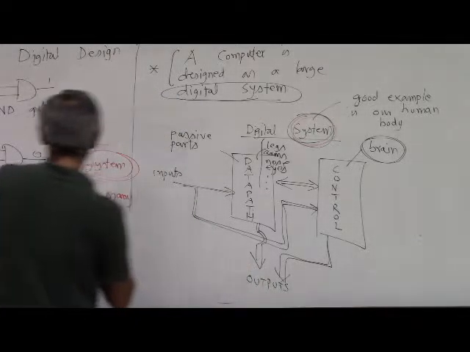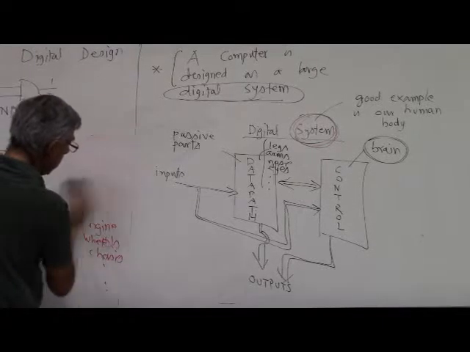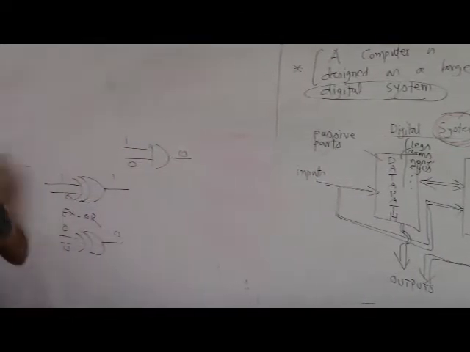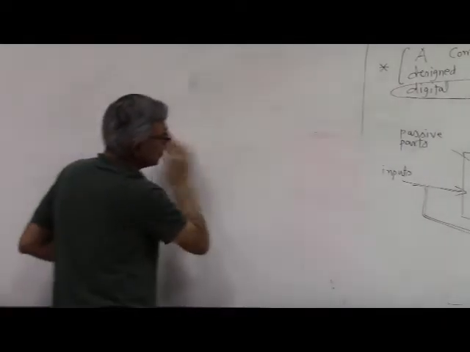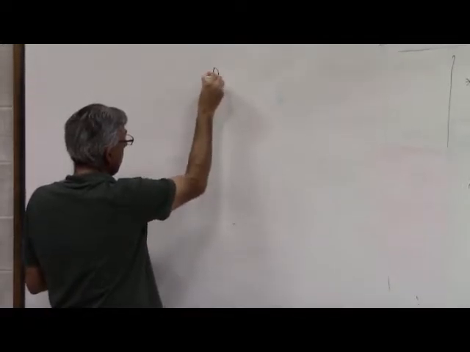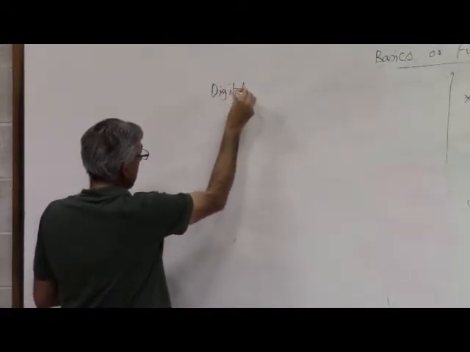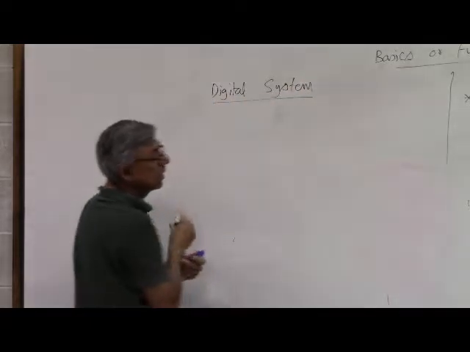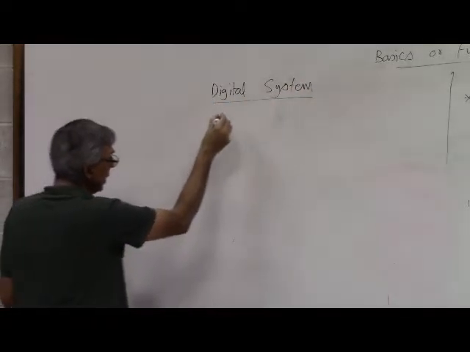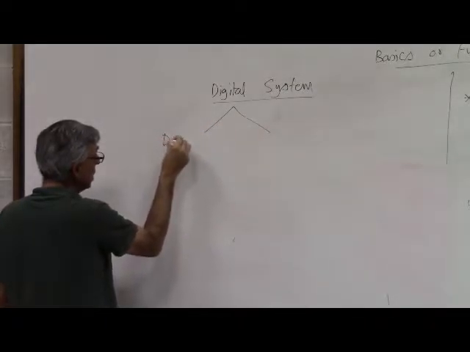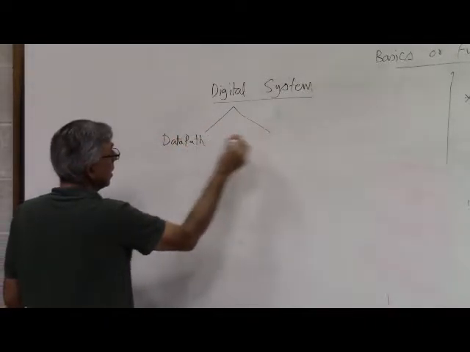So now let's put more detail over here. As we discussed, we have to learn first how to design a digital system. And as we discussed, it has two main parts, data path and control.